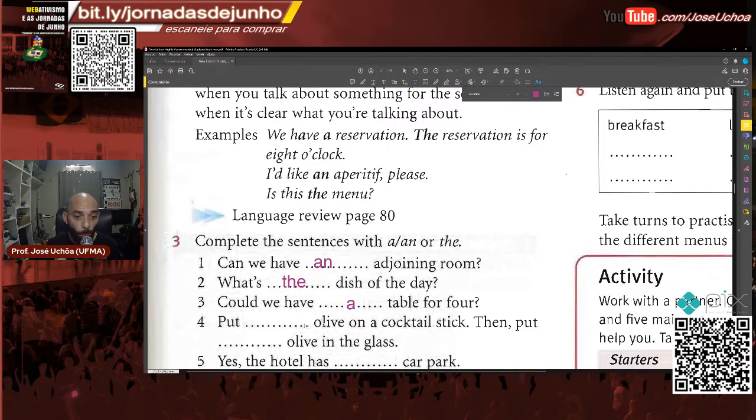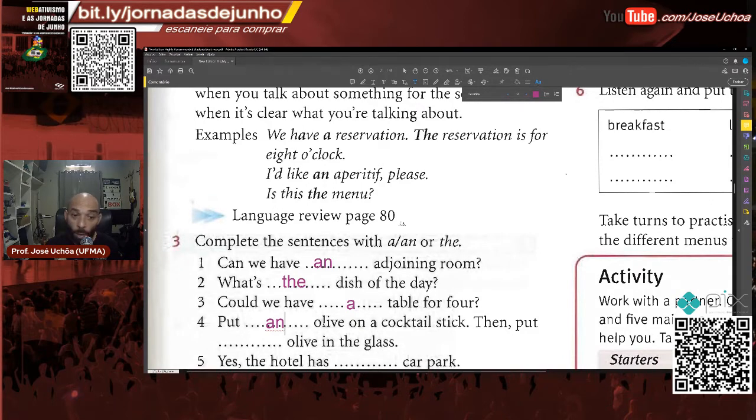Number four, put an olive on a cocktail stick. Now, do we have to select a specific olive, or would any olive do? Of course, put an olive on a cocktail stick. Why an and not a? Because the word olive, the pronunciation starts with a vowel sound, okay? So put an olive on a cocktail stick, then put the olive in the glass.